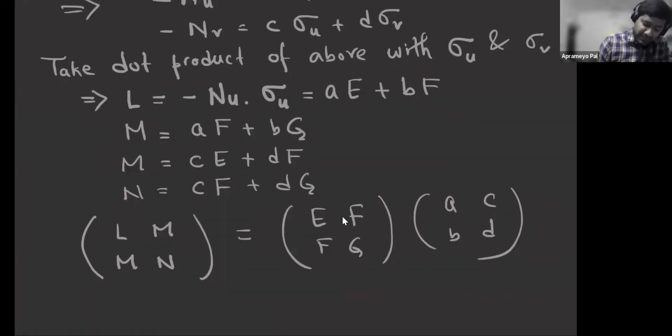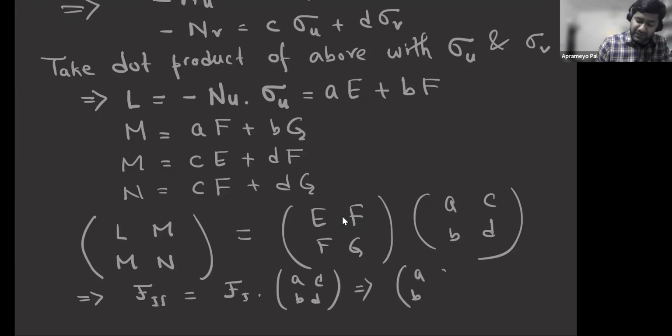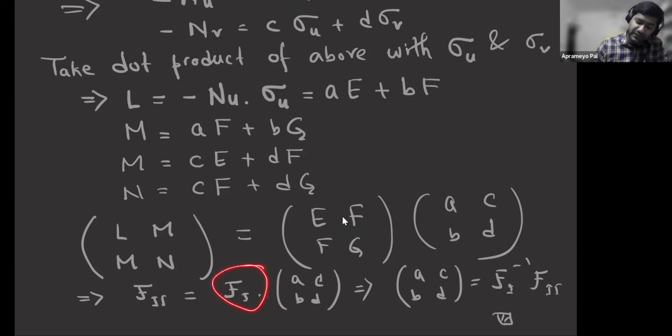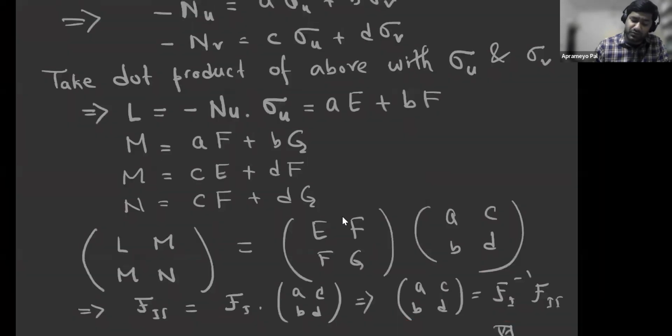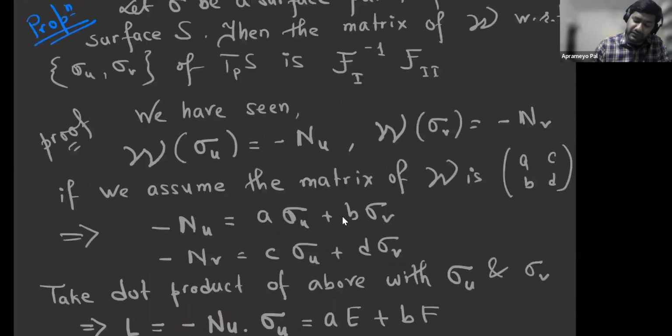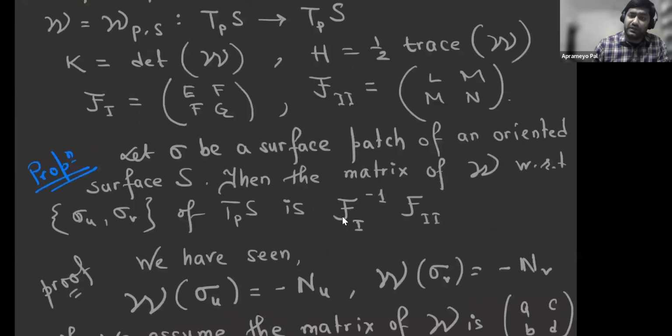But this gives me, so this implies F double I is nothing but FI times this matrix A, C, B, D, and this implies the matrix is nothing but FI inverse F double I, and we are done. So I'm just taking the inverse to this side, and that's the relation we wanted to prove. That's the proposition, that FI inverse F double I.